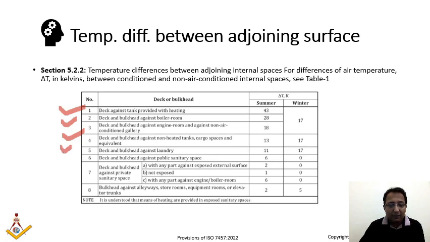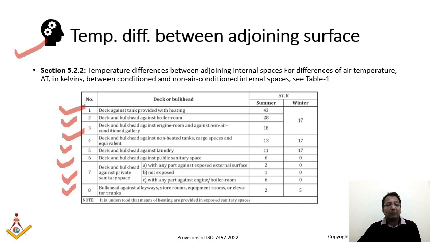Then deck and bulkhead against the laundry is 11. Deck and bulkhead against the various sanitary spaces is 6 degrees Celsius. And deck and bulkhead against the sanitary spaces of exposed, non-exposed and other areas, you need to consider respectively 2, 1, 6. And bulkhead against the galleyways, storeroom, equivalent spaces and equivalent trunks is considered 2 degrees Celsius. So this is what the guidelines give.